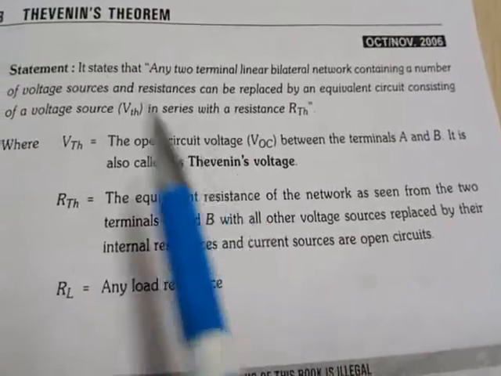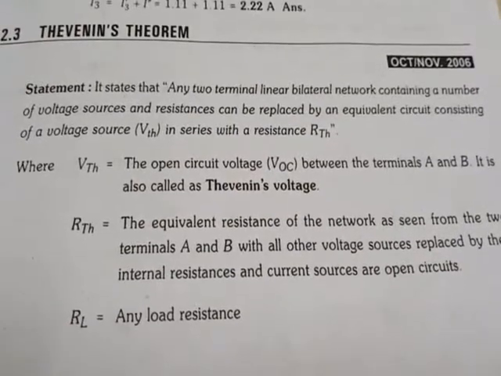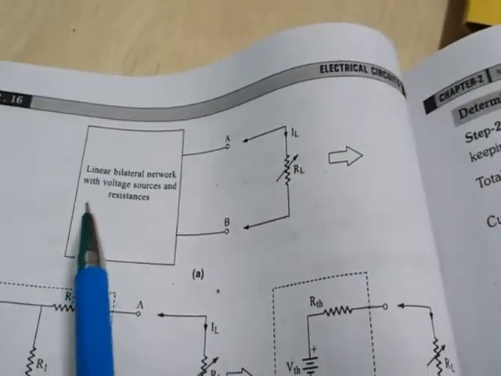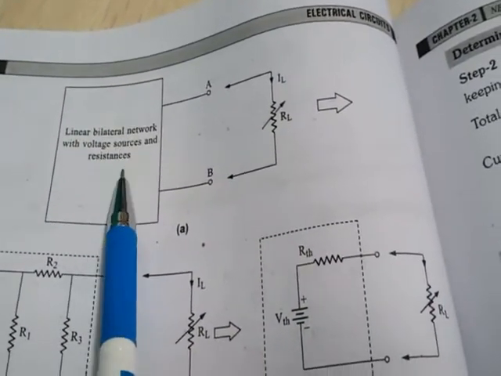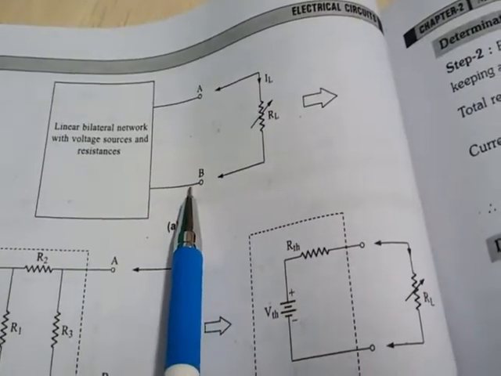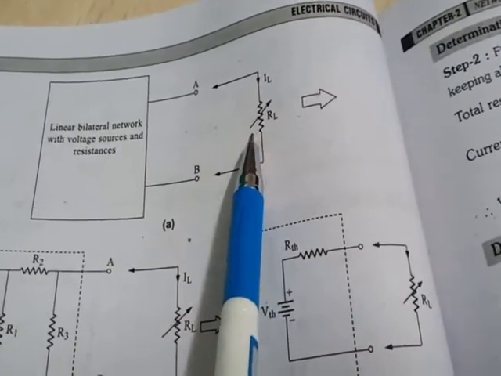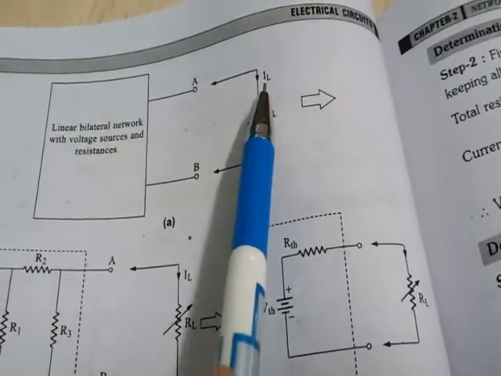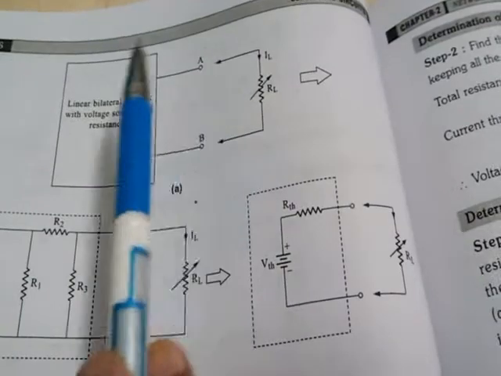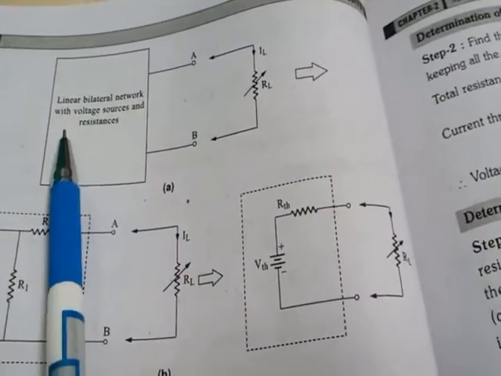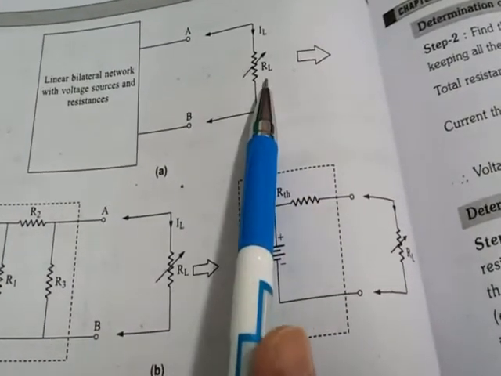Now we will see the diagram of a network, how to represent Thevenin's theorem. Here you can observe this box, which represents a linear bilateral network with voltage sources and resistances, and these two are the terminals where a resistance, generally called the load resistance, is connected. The current flowing through the load resistance is indicated as IL and the load resistance is indicated as RL. This is a simple diagram representing a linear bilateral network with voltage sources and resistances, and across terminals A and B there is a load resistance.